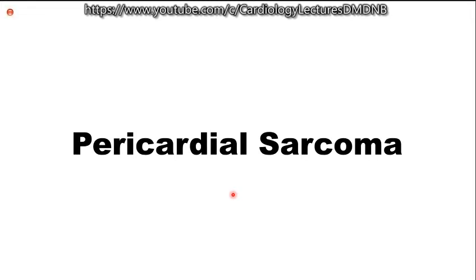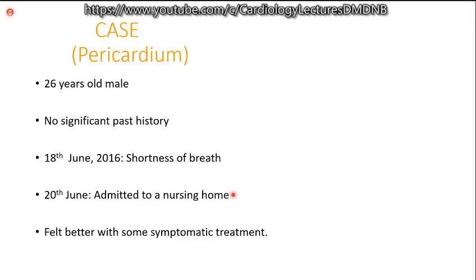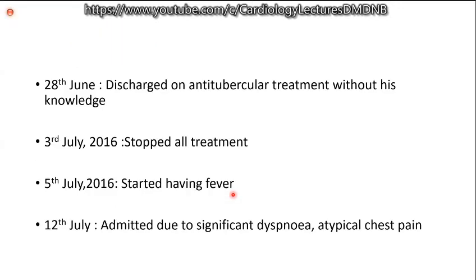Pericardial sarcoma. The pericardium is also an area where there can be malignant tumors. And here is the story of a 26-year-old male, no significant past history. In 2016, he had shortness of breath and was admitted to a nursing home, and felt better with some symptomatic treatment. He was diagnosed to have tuberculosis and was discharged on antituberculous treatment. But he quickly stopped all medications, and then he started having fever.